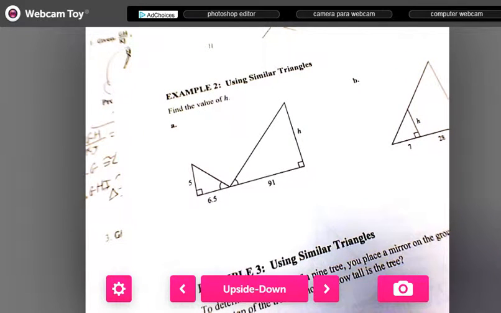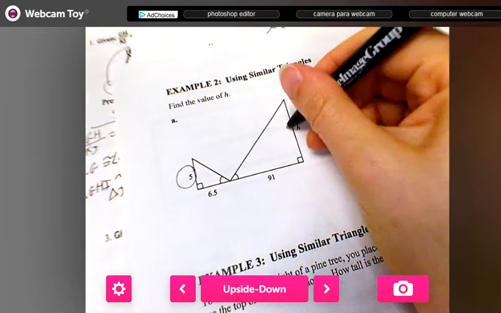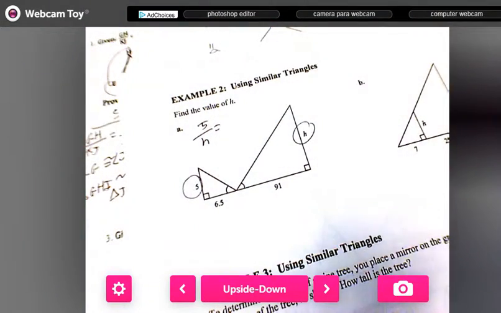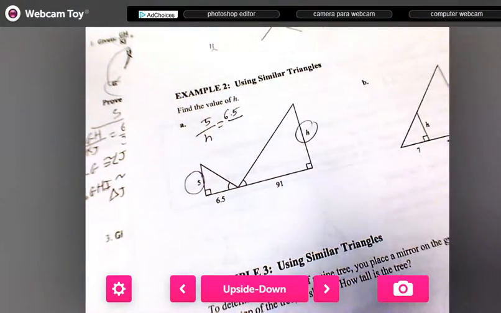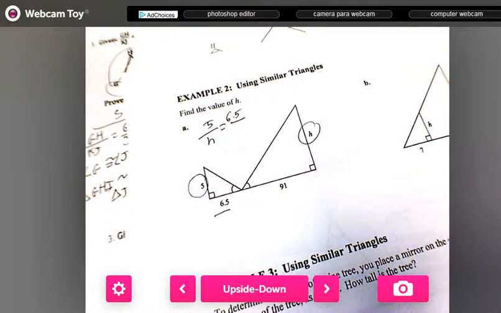We've got to figure out which sides are corresponding to each other. So 5 goes with which one? H. Good. So we go 5 over H equals what? What has to go on the top of this other fraction? 6.5. It is the smaller triangle. It has to go on the top. So what goes on the bottom? 91. Thank you.